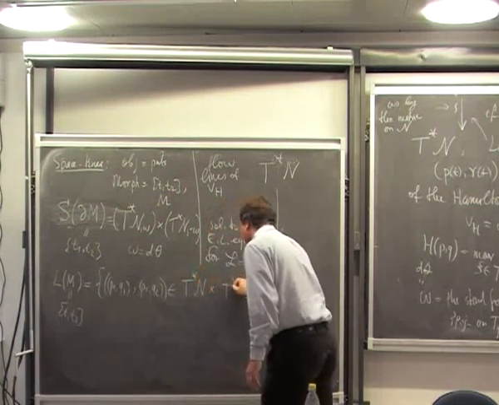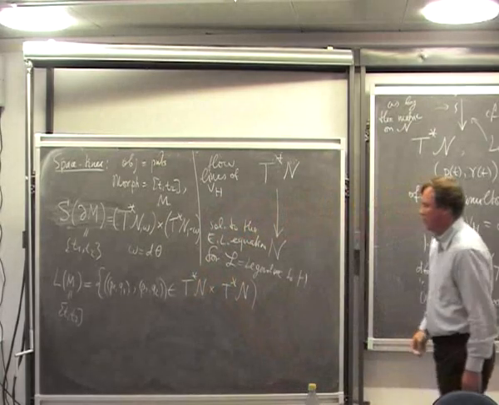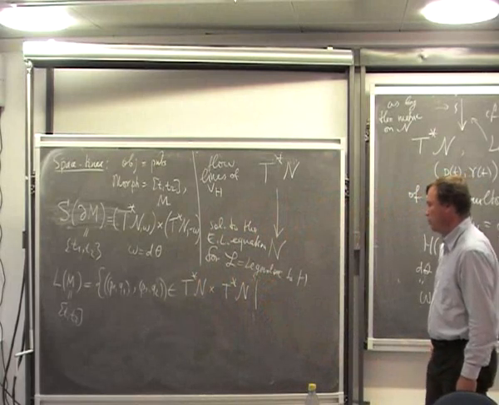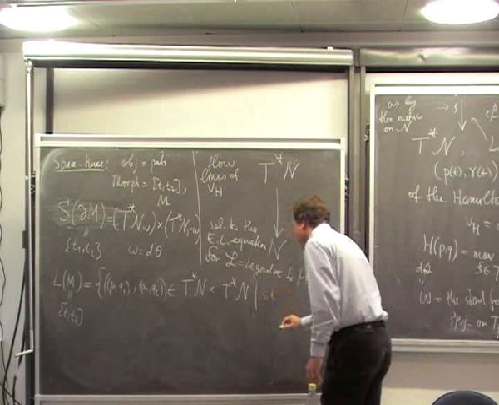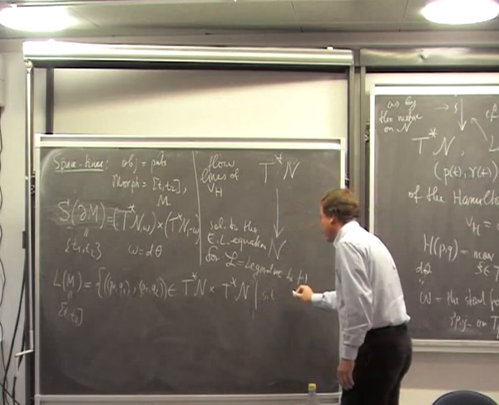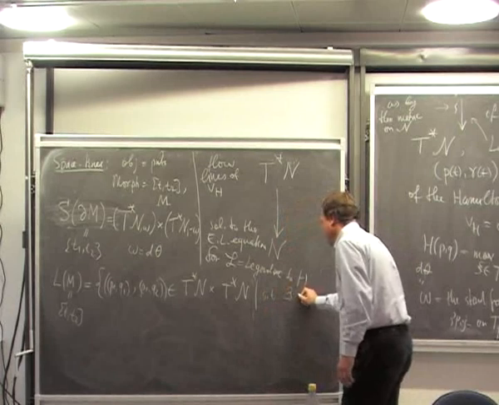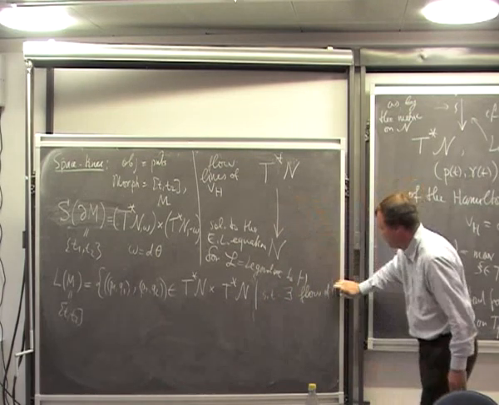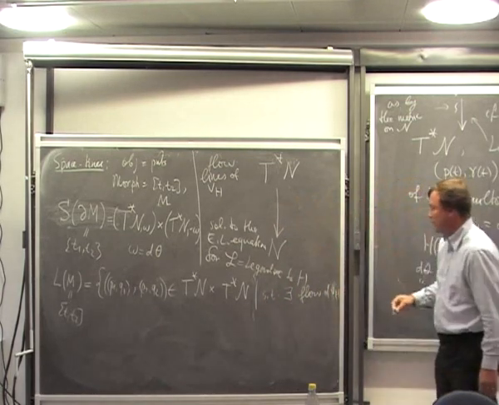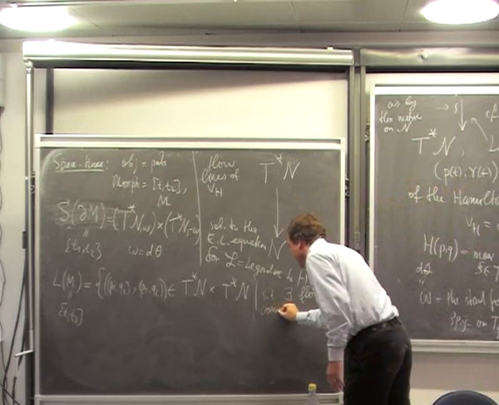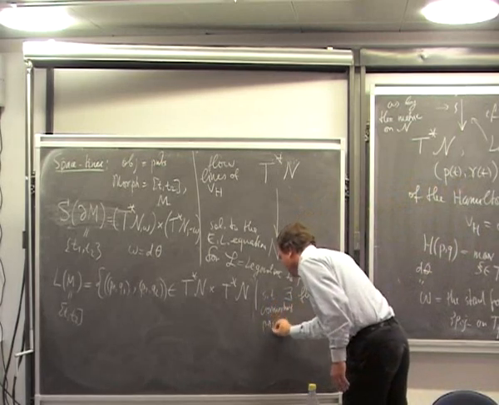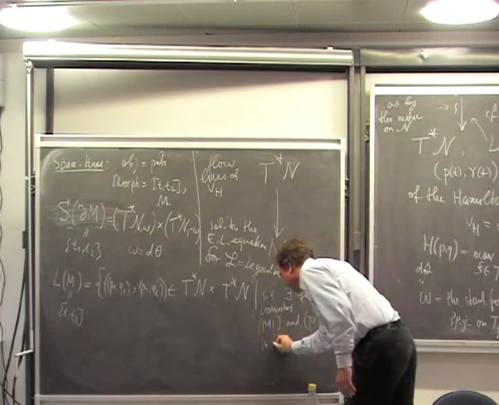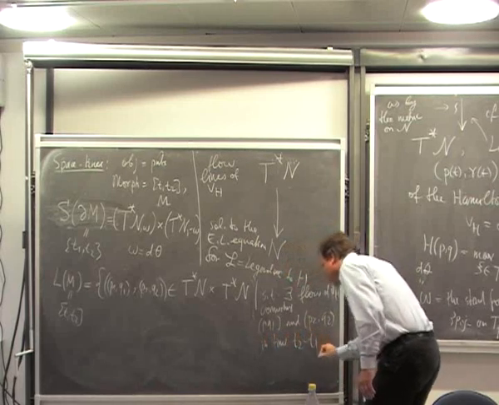In the product, in the Cartesian product of two cotangent bundles, such that there is a flow generated by H, flow of this vector field V_H, connecting (P1, Q1) and (P2, Q2) in time T2 minus T1.